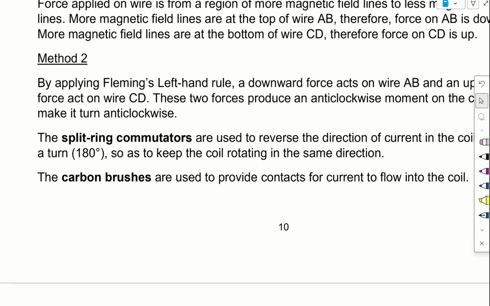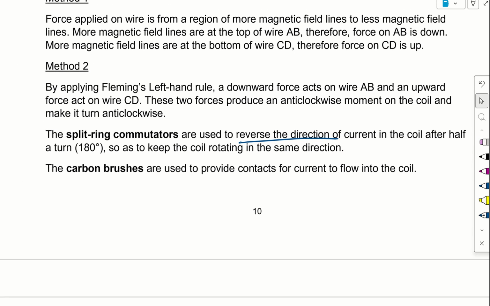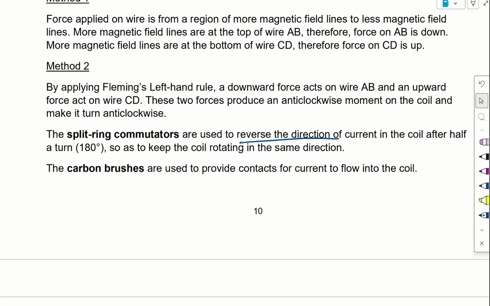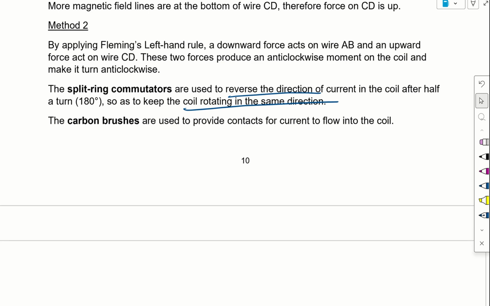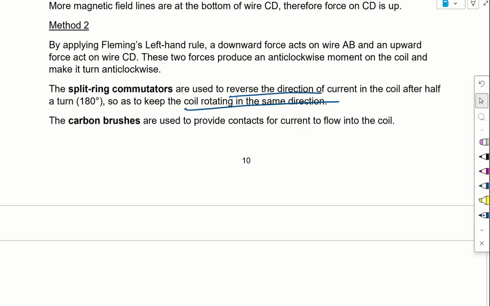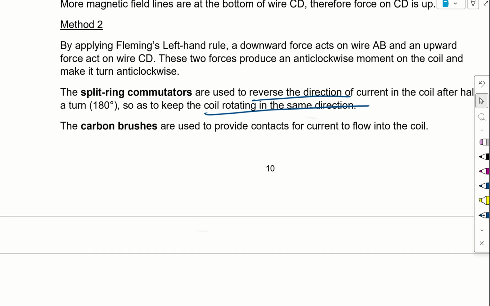The split ring commutators are used to reverse the direction of the current in the coil after half a turn, which is after 180 degrees, so that the coil can rotate in the same direction. It may sound very confusing now because I don't have anything to show you, but I have attached a link in Google Classroom whereby a video would show through animation how it actually works. So this is important.